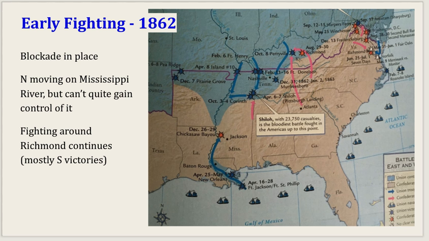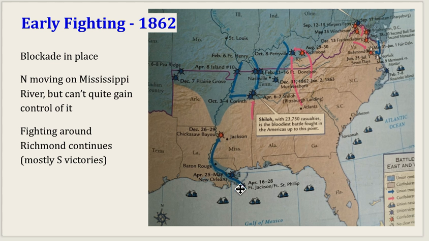As the war continued into 1862, the North's blockade is beginning to work. We're getting fewer supplies imported, cotton not being sold to Europe at the same level for sure. But the North is still fighting for control of the Mississippi. You can see in this map here that they're making some gains.